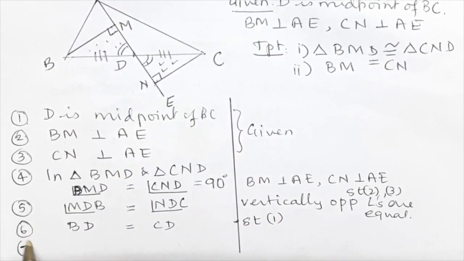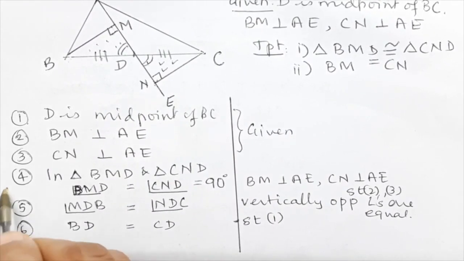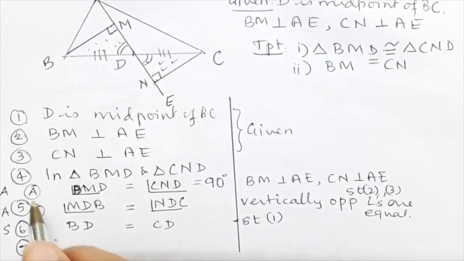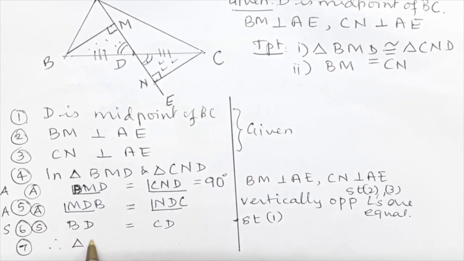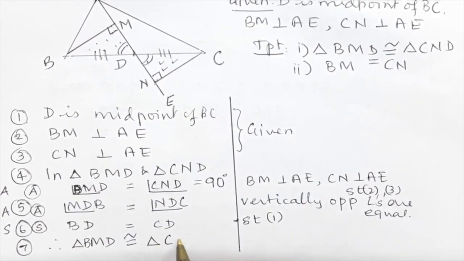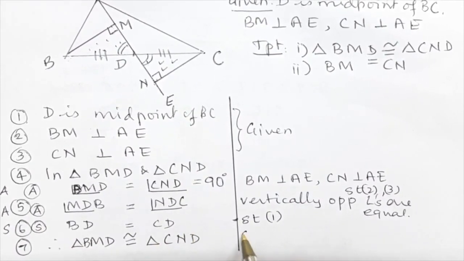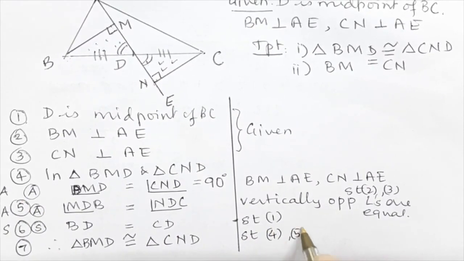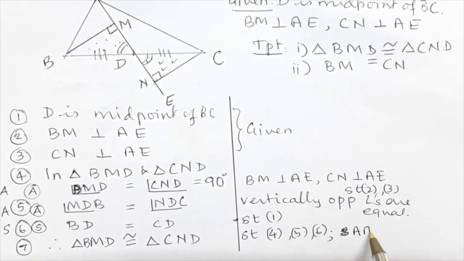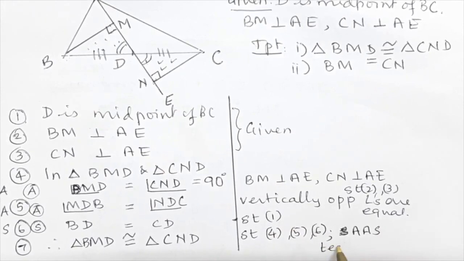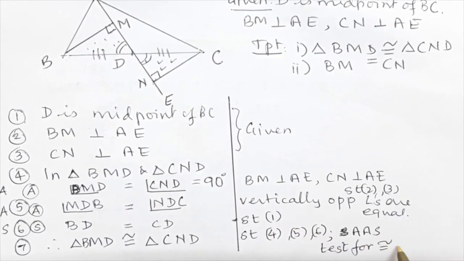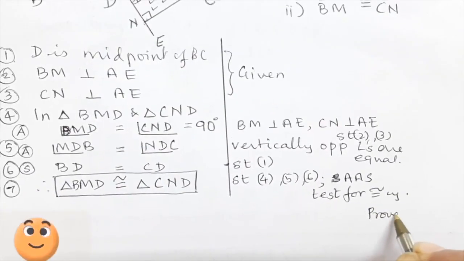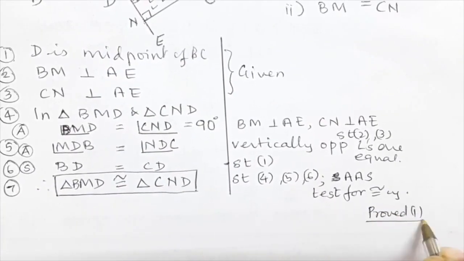And the 7th statement, therefore, can you see this is your A, this is your A, and this is your S? The test for congruency, triangle BMD is congruent to triangle CND, and this will be because of statements 4, 5, 6, and AAS, test for congruency. All right. This is your proved first part.